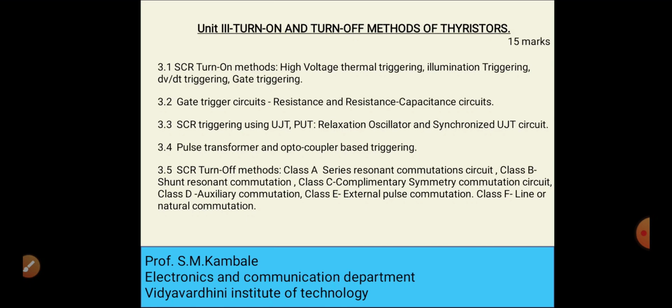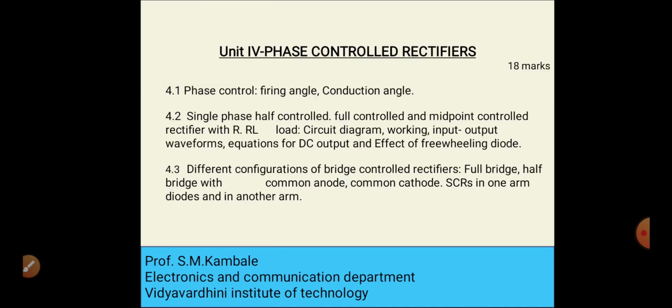The forced commutation is also classified into current commutation and voltage commutation. There are various types of it, that is class A commutation, class B commutation, class C commutation, class D commutation, class E commutation, and class F commutation. This is all about the subtopics in unit number 3, that is turn on and turn off methods of thyristor. Now looking to the next, unit number 4, phase controlled rectifier, which contains 18 marks.